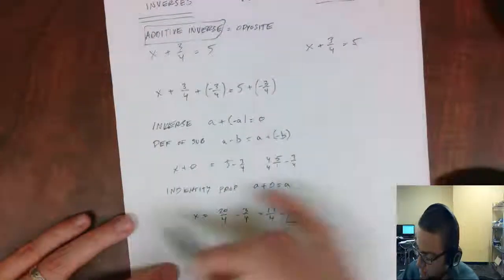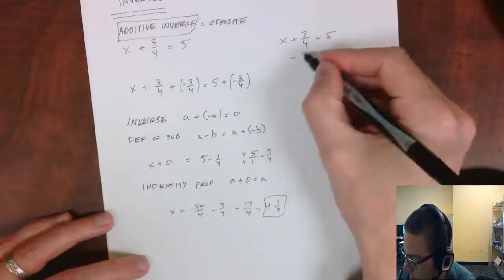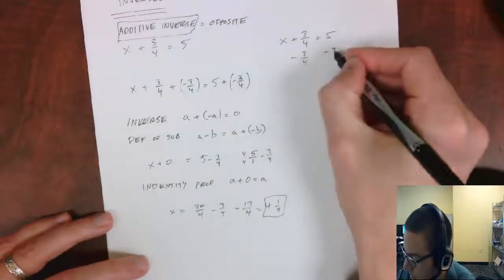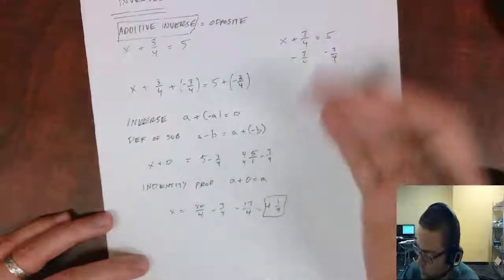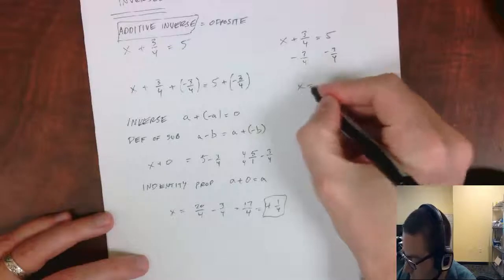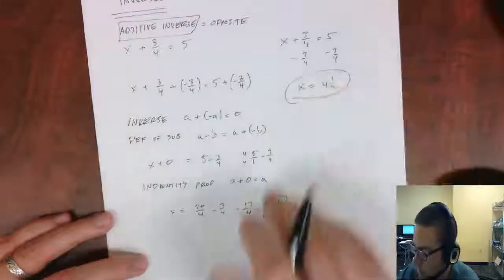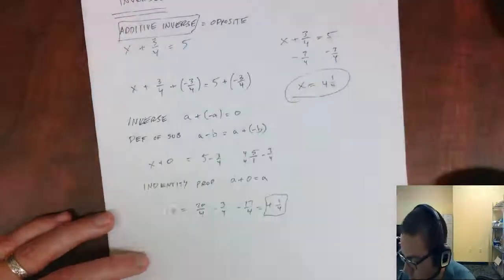All right, so this is using additive inverses. If you did it by undoing, we're going to subtract 3/4 from both sides. It would be just as long if I did it step by step, but just to save us some time, we're going to say, well, 5 minus 3/4 is 4 1/4. So that's what you get.